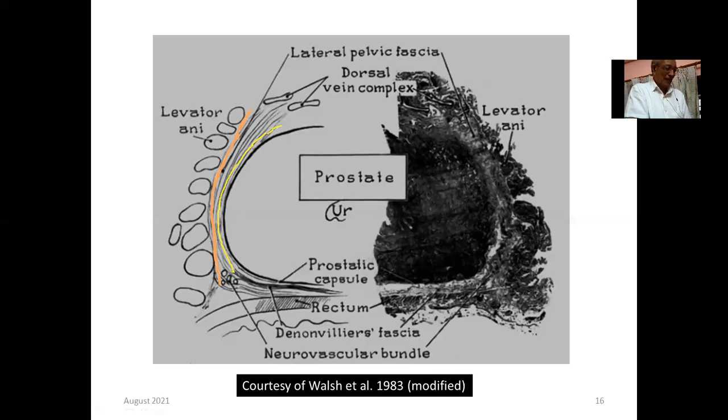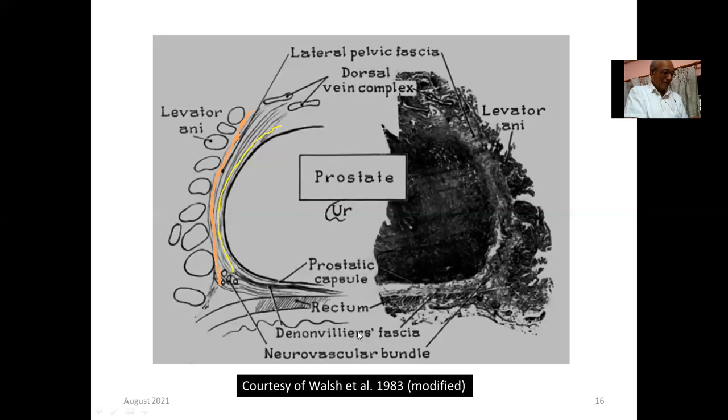Okay, and the neurovascular bundles are in that location. They have to be preserved. And veins, arteries and nerves are together, and they may be helpful in identifying the nerves and in taking the incisions in this region in case of radical prostatectomy.